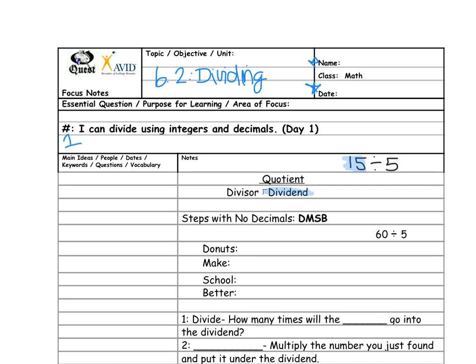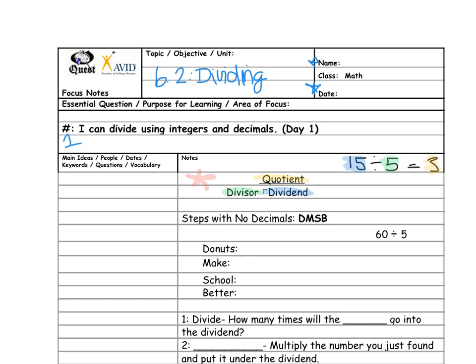So then our divisor in this problem would be 5, because this is what we are dividing our dividend by, or how we're splitting up that dividend. So then the answer that we get after we compute the problem, that's called a quotient. So in this case 3 would be that quotient. So these terms are important for you to just keep in mind, so maybe draw a little star by them.